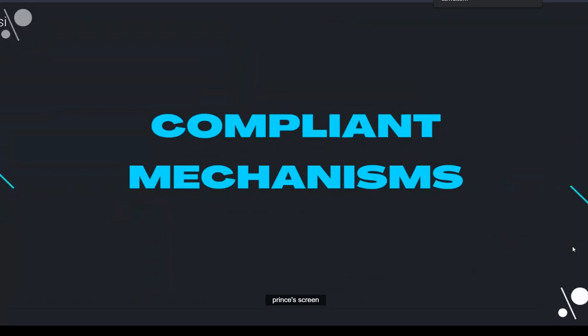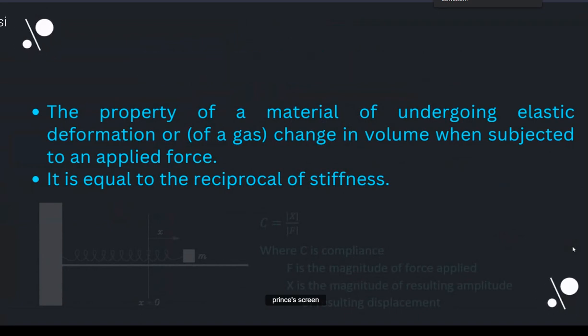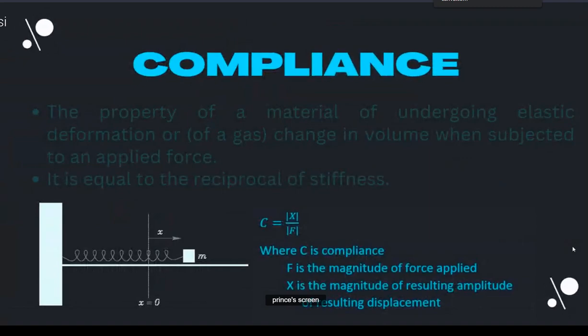To begin, what is compliance? It is the property of a material that is undergoing elastic deformation. Mathematically, it is equal to the reciprocal of stiffness. So we get compliance C is equal to X upon F. That is the reciprocal of stiffness that we learned in spring theory.